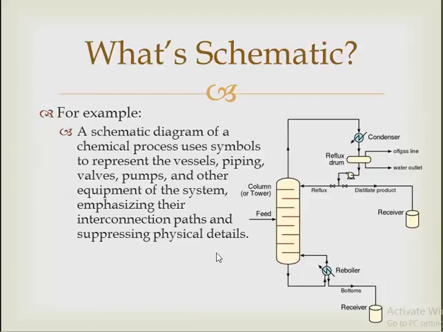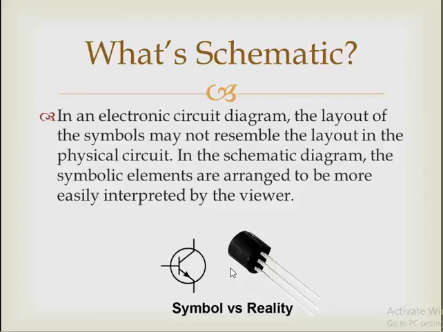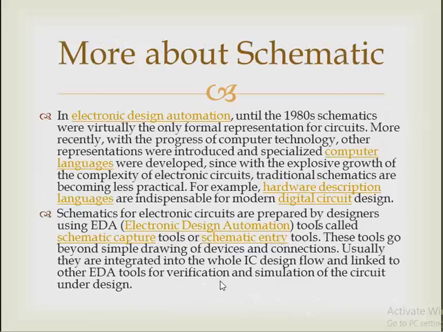For example, a schematic diagram of a chemical process uses symbols to represent the vessels, piping, valves, pumps, and other equipment of the system, emphasizing their interconnection paths and suppressing physical details. In an electronic circuit diagram, the layout of the symbols may not resemble the layout in the physical circuit. In the schematic diagram, the symbolic elements are arranged to be more easily interpreted by the viewer.